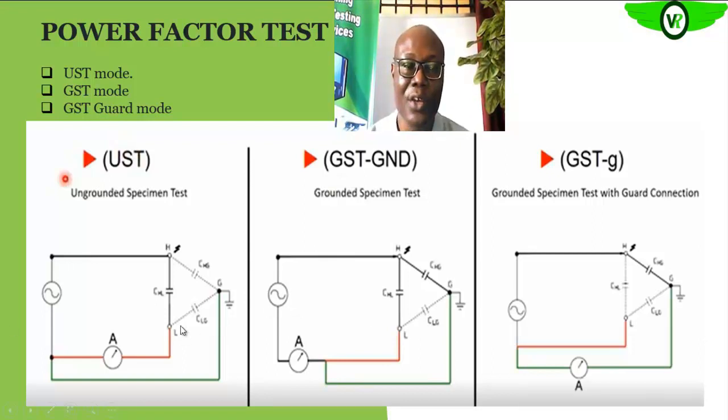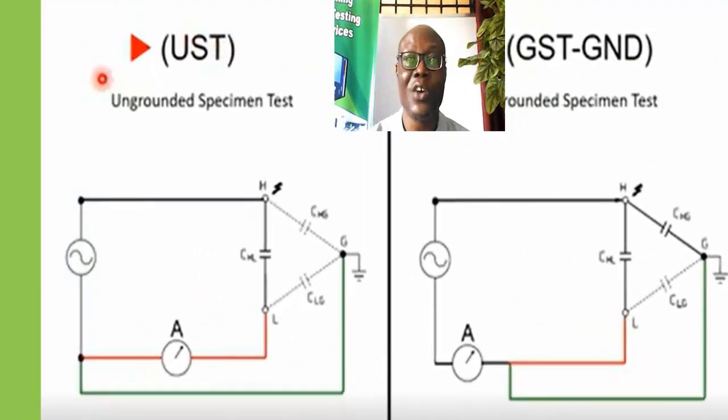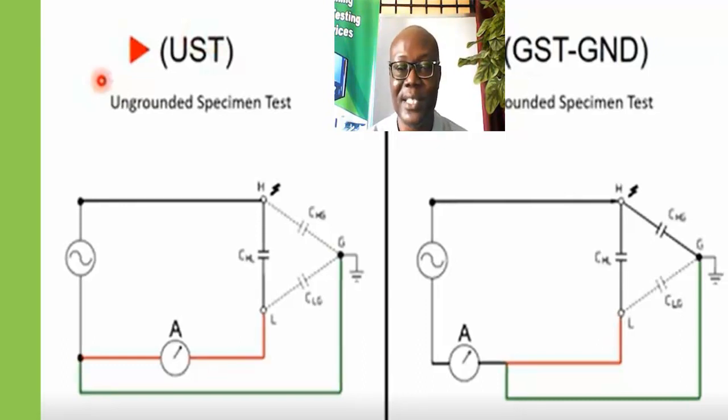Now if you look at it, you will see three different test modes. One, we have the ungrounded specimen test. When we say ungrounded specimen test, the current flowing from the ground terminal of your equipment is not included in your measurement. Then we have the grounded specimen test.